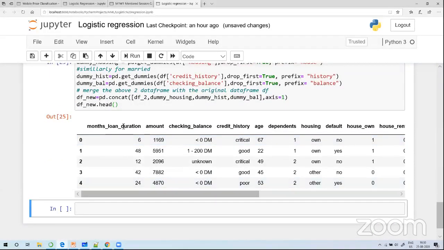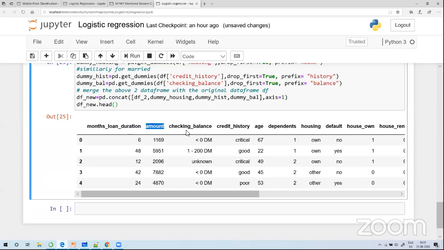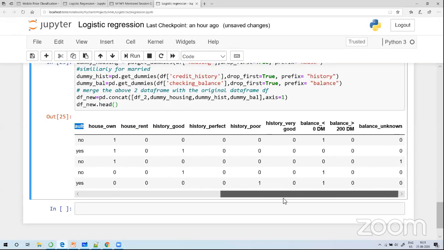Look at the columns we have: month, loan duration, amount, checking balance, credit history, housing, default. These were the columns that were present in default already. And these are the new columns that we have created: house_own, house_rent, history_good. Closely observe this. House had 3 levels: own, rent, and other, but it has created only 2 variables, not 3. It should have been 3, right?